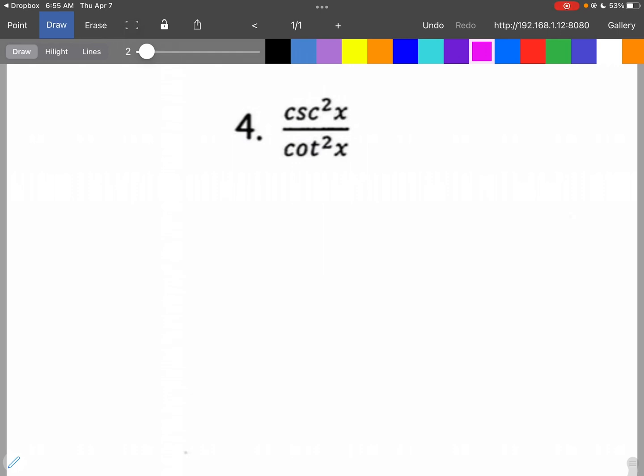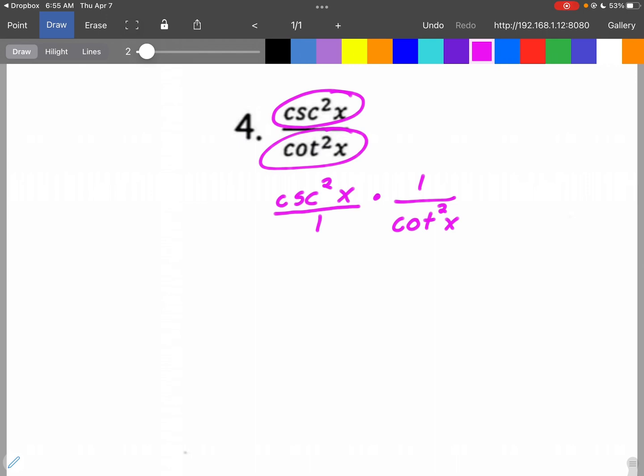So I'm going to say that this is cosecant squared x, and then this is going to be times 1 over cotangent squared x. So then I'm going to go ahead and put that cosecant squared x over 1. Because I've got this on top, cosecant squared x times 1 would give me cosecant squared x. And then on the bottom, 1 times cotangent squared x would give me cotangent squared x. So I've simply split it up into two fractions.